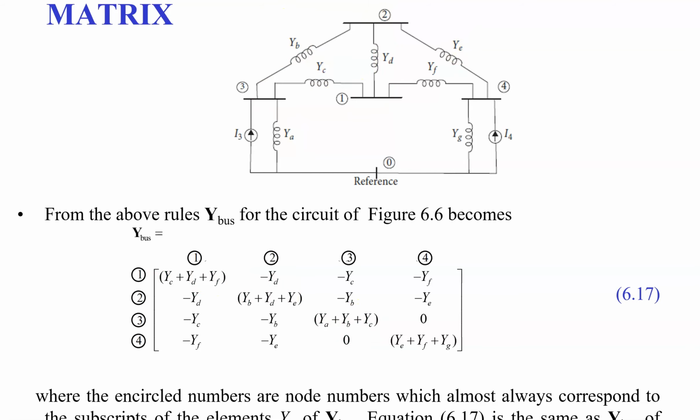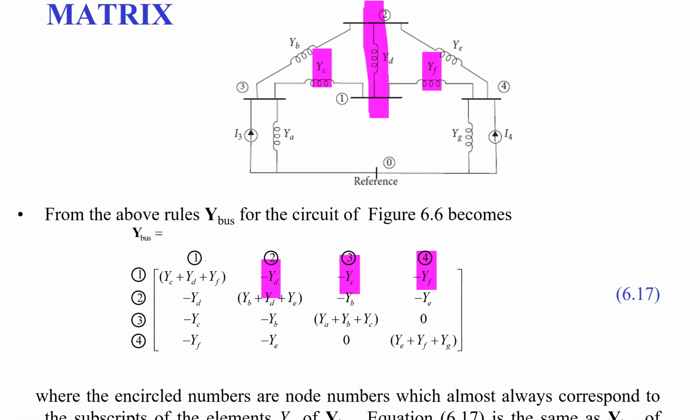Now look at the off-diagonal elements. If we start on the first one with the Y 1, 2 here, we can see between bus 1 and 2, we have YD, and we get a negative sign here. In the same way for between 1 and 3, we get minus YC. Between 1 and 4, we get minus YF, and so on.